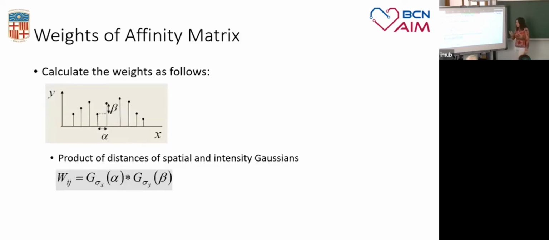Now we calculate the weights. But the weights, I put it in a very simple way. What we do is very simple. The exponential of minus the norm of the differences of intensity, multiplied by the exponential of the spatial distance. So it is the product of the spatial distances and intensity values. It's very simple. What you consider is the intensity differences and the spatial location from one pixel to the other.